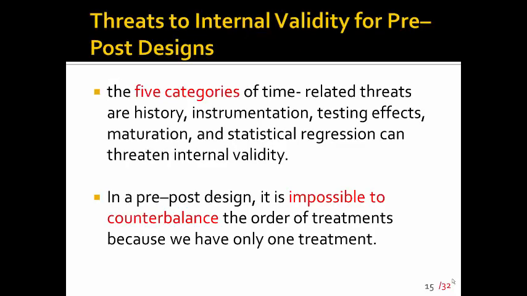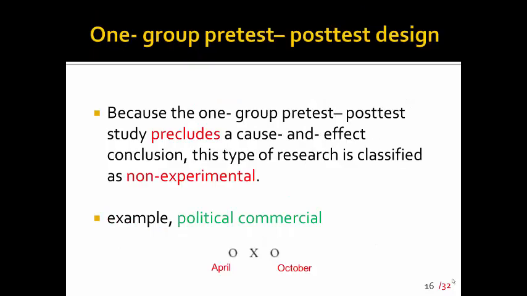If you have only one pre-test and one post-test, all types of time-related threats to internal validity might be a problem, including history, instrumentation, testing effects, maturation, and statistical regression that we learned in previous chapters. And because we have only one treatment, it's impossible to do counterbalancing. So this type of research is very problematic because we don't have a control group and we only have a pre-test and post-test. Let me give you an example.